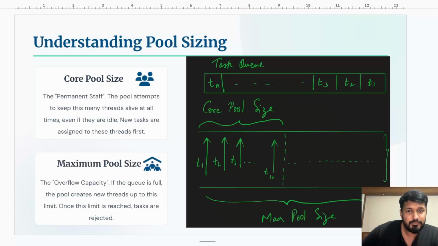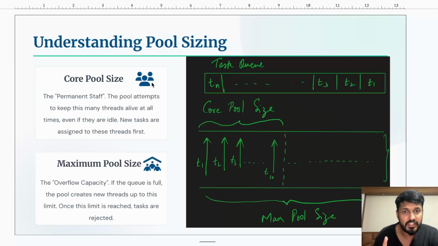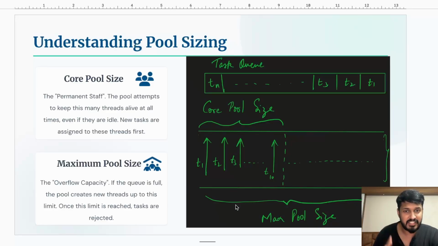Now, maximum pool size is the absolute upper limit of threads the pool can create. The pool only creates the thread above the core pool size when the work queue is full and all the threads in core pool size are busy. So this parameter controls resource protection so that you don't overwhelm your CPU by spawning infinite number of threads.